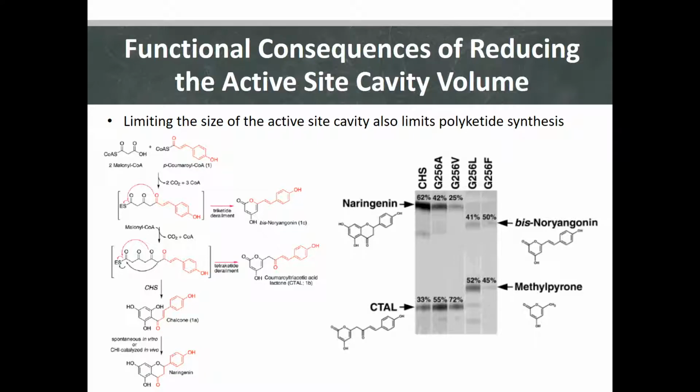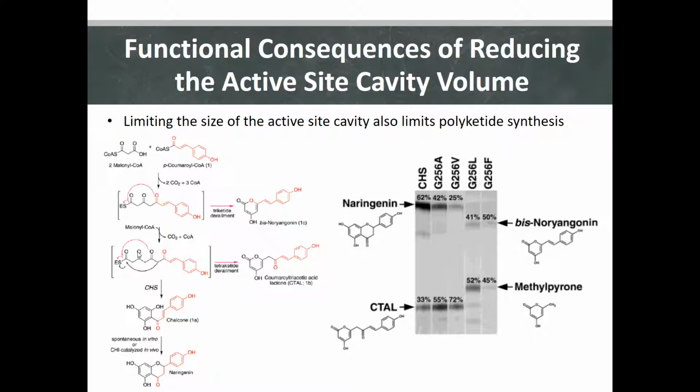But once you make that next jump to leucine, if you look back at the active site cavity volumes, that was a pretty big jump. Your active site cavity volume dropped pretty significantly going from valine to leucine. So there, we don't form naringenin anymore. We also don't form CTAL. What we do form is this molecule, as well as methylpyrrone. So basically, this is the result of not being able to take the step from triketide to tetraketide.